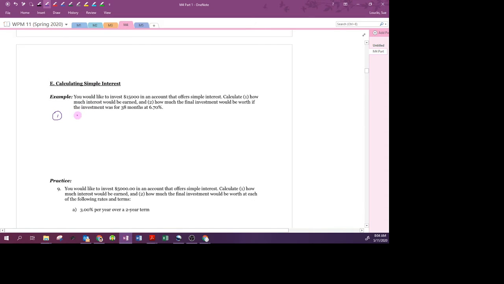So, part 1, interest. We're asked to calculate interest, so it's I equals P times R times T. Principal is the initial amount invested, so that's $15,000 times the rate, 6.7%, but as a decimal, 6.70% equals 6.7 divided by 100 equals 0.067. So that's our rate, 0.067. And 38 months, so that's 38 over 12.